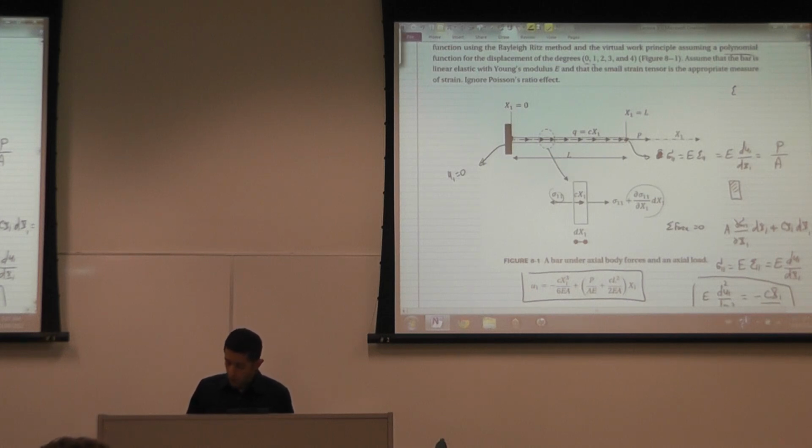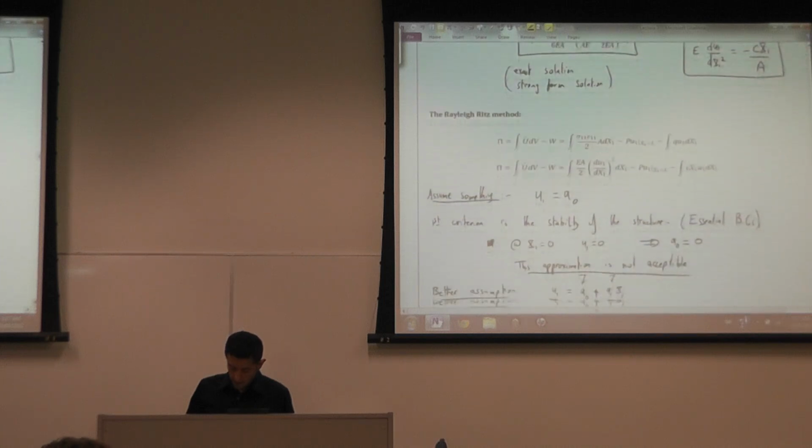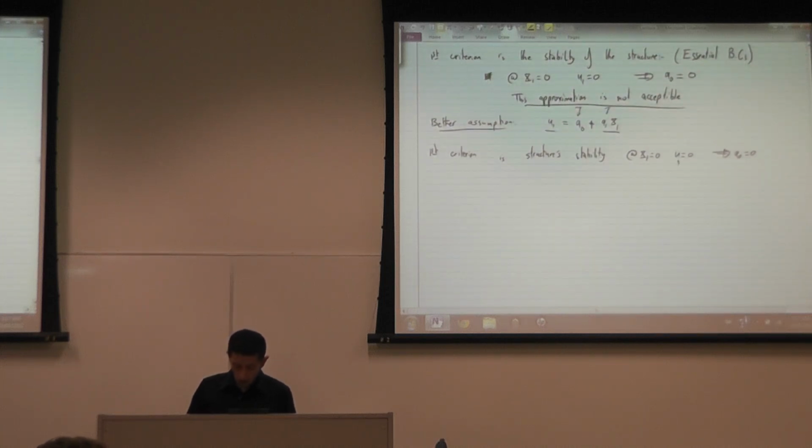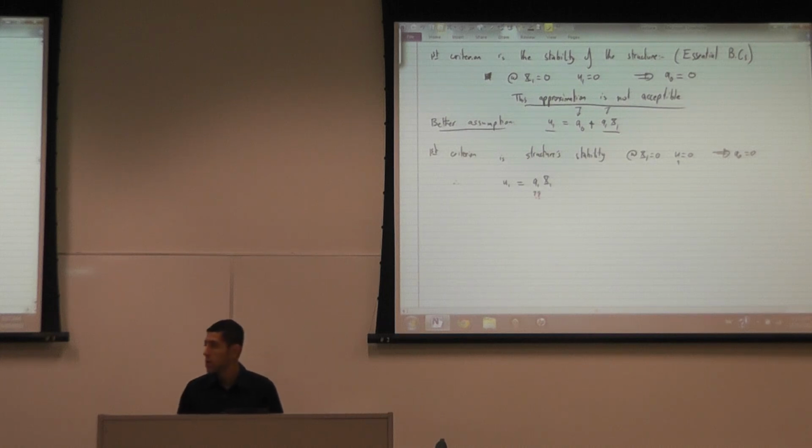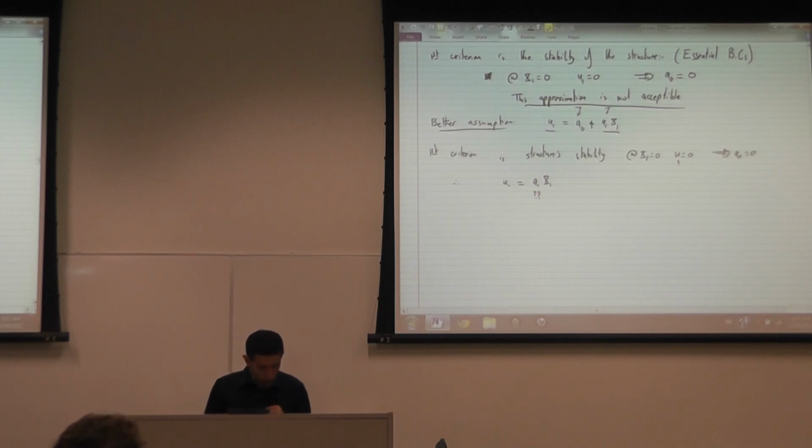And that's what you have for your assignment. Then u1 is equal to a1 x1. And what is my unknown? I would like to find what constant should I use here so that that would best approximate the displacement. So second criterion, minimize potential energy.